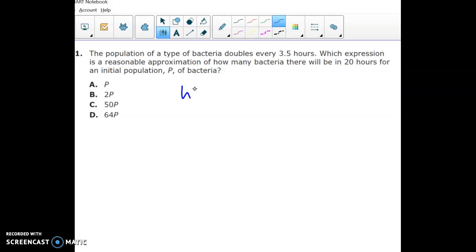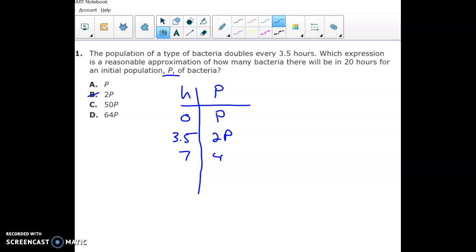Okay, and so in this case, we've got hours, and then we've got the population of bacteria. And I think it doubles every 3.5 hours. So at the start, our population is the initial P, it says that right there. Then 3.5 hours later, if it doubles, we have twice P, right? And that starts to look like our answer choices, but that's after 3.5 hours, so that's not good. We want to do 20 hours. So after 7 hours, after 3.5 more hours, it doubles again.